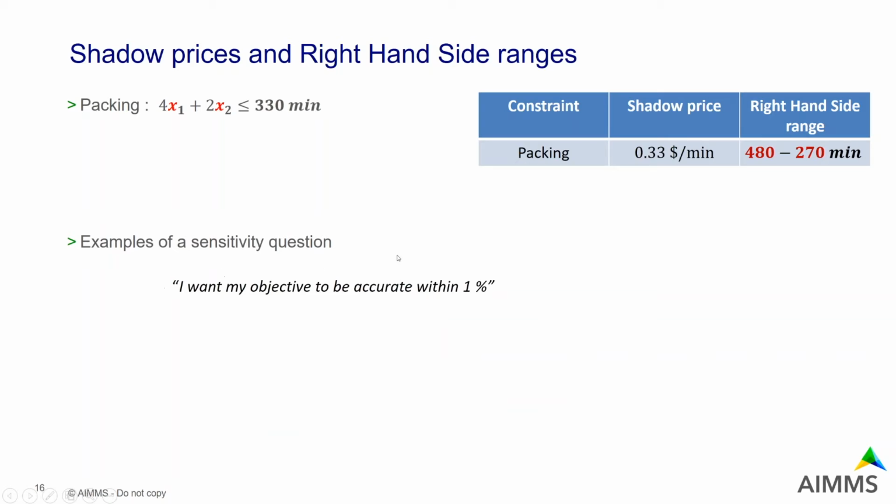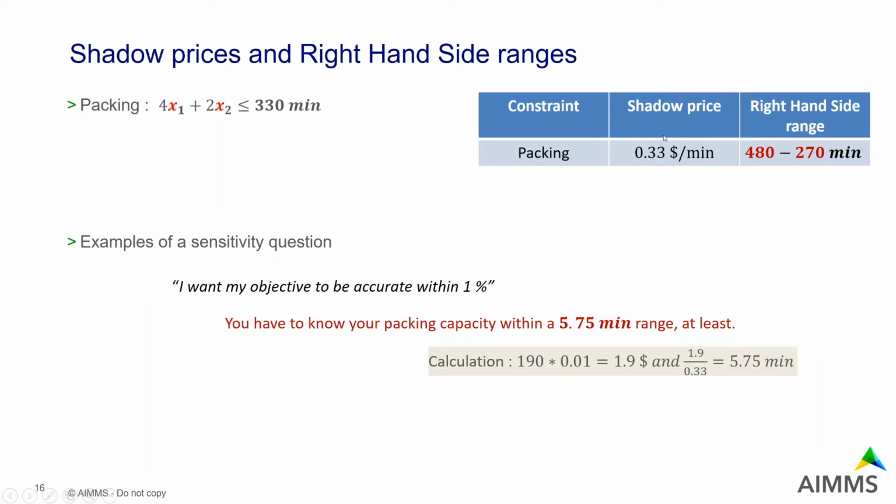For example, this is a basic type of sensitivity question. I want my objective to be accurate within 1%. And let's say that our model is really accurate except this packing capacity, because our packing machine is not really working well every time. So in this situation, we can run a sensitivity analysis on this packing constraint expressly.